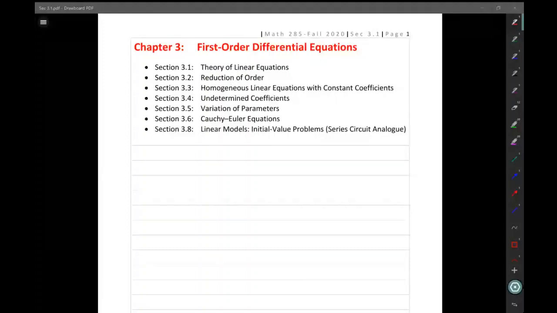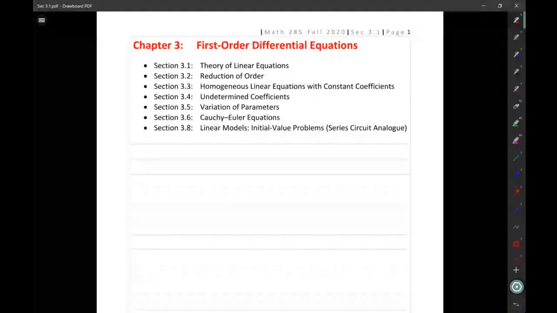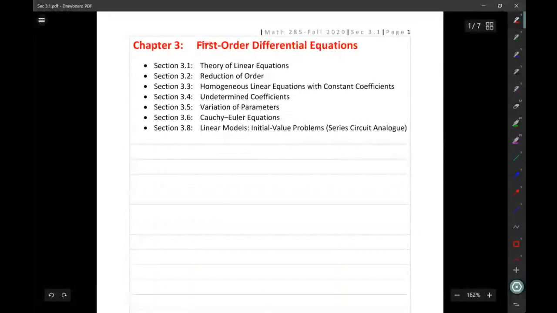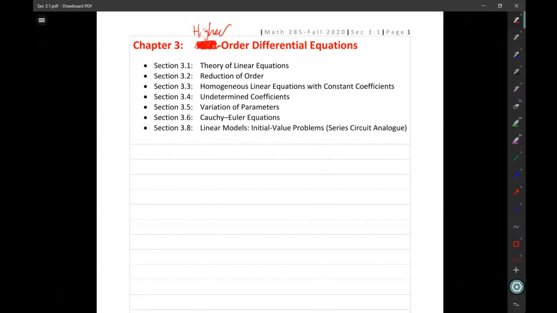All right, let us start now for the higher order. This one here. Not first order, higher order. We will study in this chapter, chapter 3 and chapter 4, the higher order differential equations. I mean differential equation with order 2, differential equation with order 3, with order 4, 5, and so on.